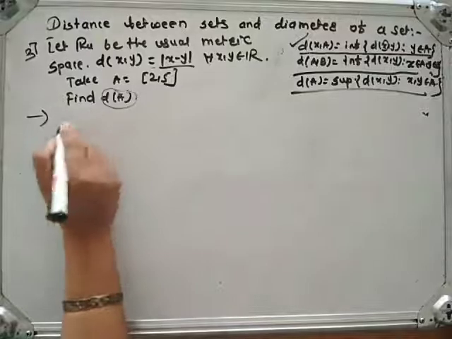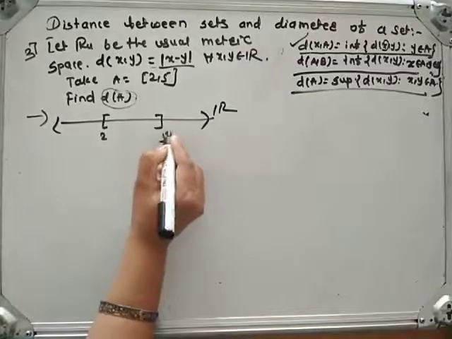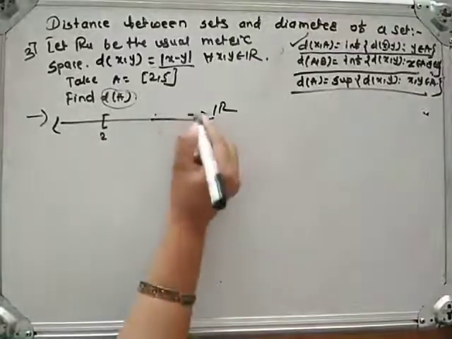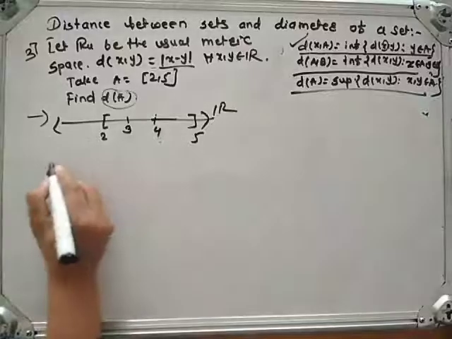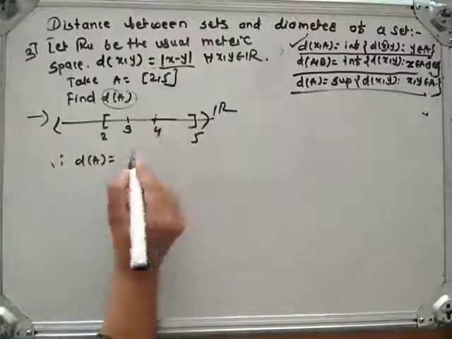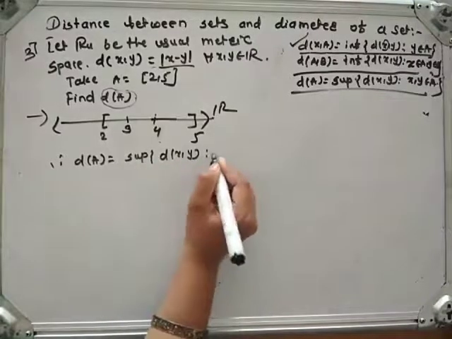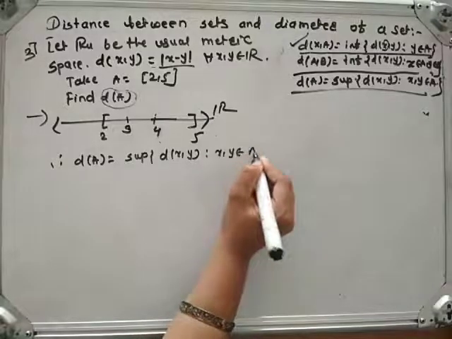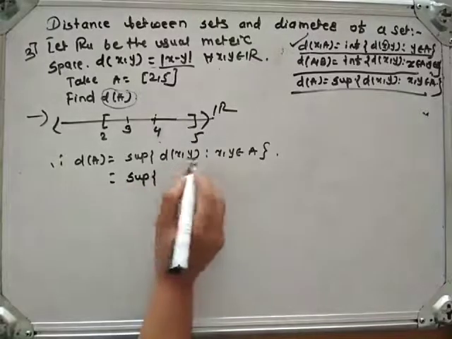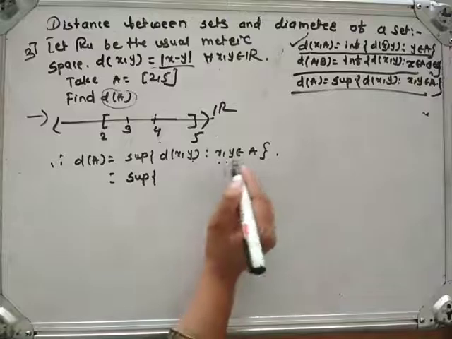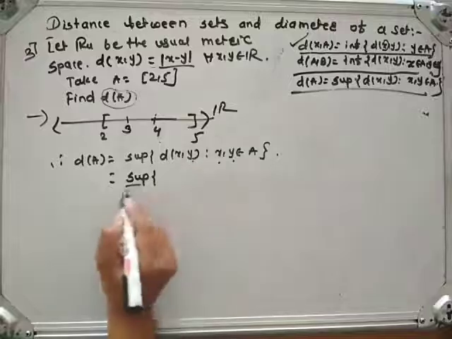Suppose this is a real line and here is your closed interval [2, 5]. Here is 3, 4. Let us write down the definition of d(A), which is nothing but the supremum of d(x, y) such that x, y belongs to capital A. That is, the supremum of the distances from x to y where x, y belong to A.